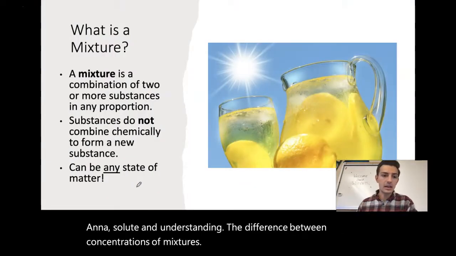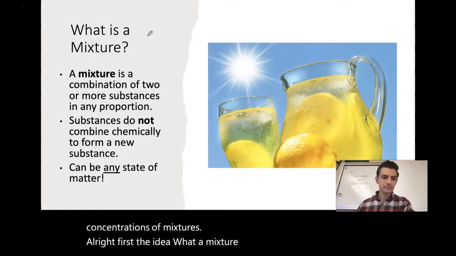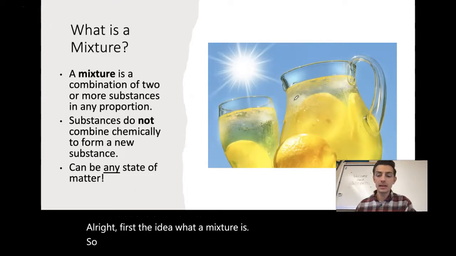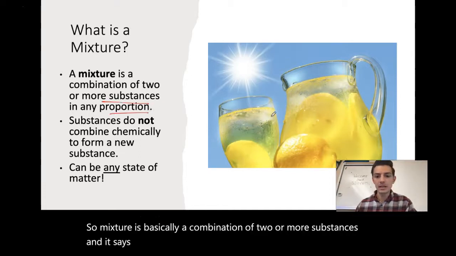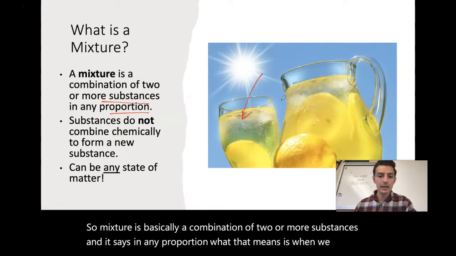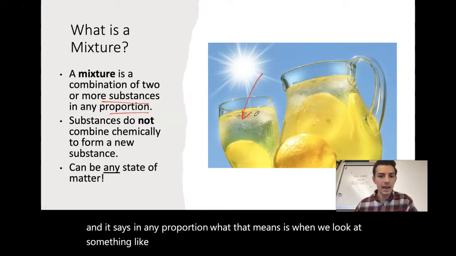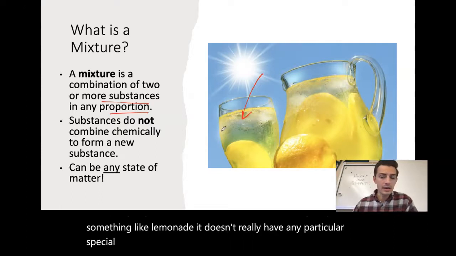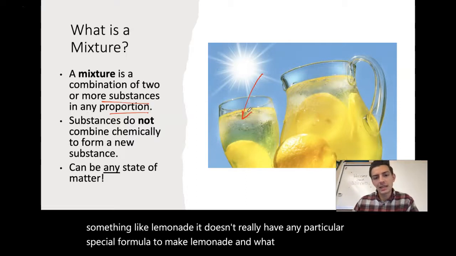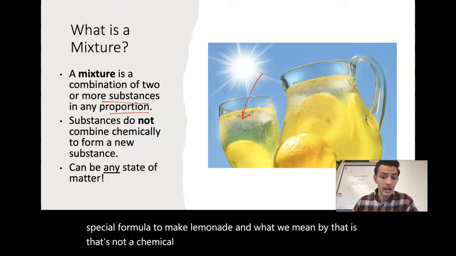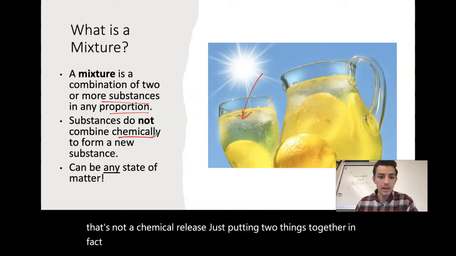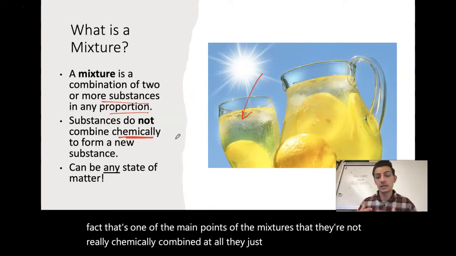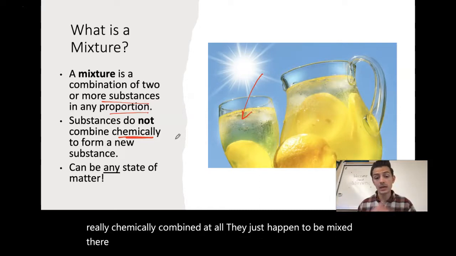Alright, well first, the idea of what a mixture is. A mixture is basically a combination of two or more substances, in any proportion. What that means is when we look at something like lemonade, it doesn't really have any particular special formula to make lemonade. It's not a chemical really, it's just putting two things together. In fact, that's one of the main points of a mixture, is that they're not really chemically combined at all, they just happen to be mixed.